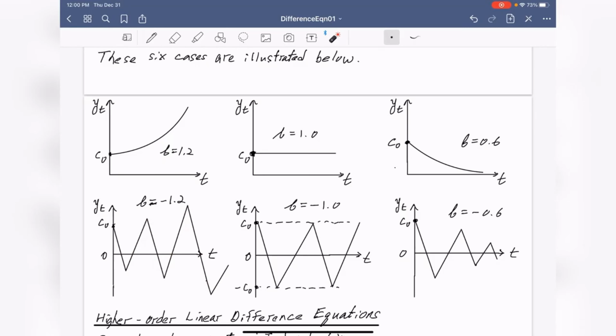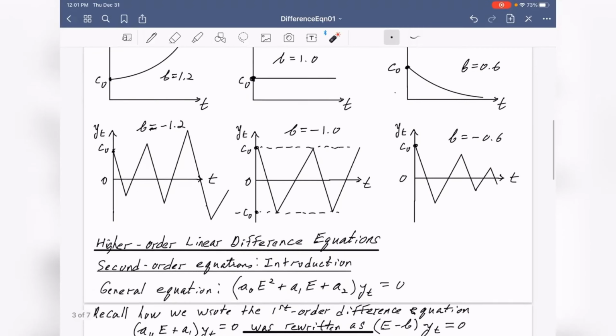We see that here. If b is equal to minus 1, then the oscillations go from c0 to minus c0 to plus c0, minus c0 throughout. And finally, if b is negative but greater than minus 1, say negative 0.6, then we see that these oscillations dampen until yt approaches 0 as t approaches infinity.